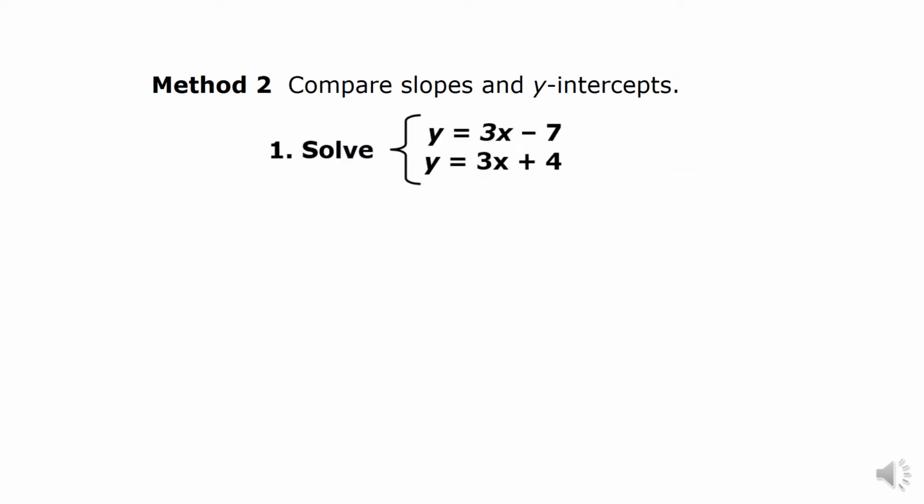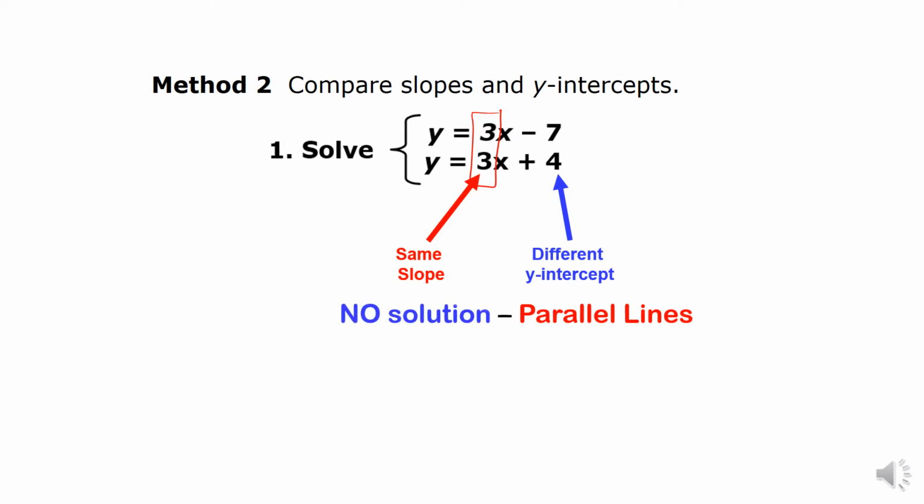Now what we're going to do is compare the slopes and the y-intercepts. We notice that we have the same slope, and we have a different y-intercept. When that's the case, we know that they are parallel lines, so there is no solution.